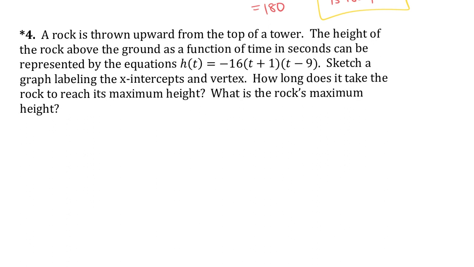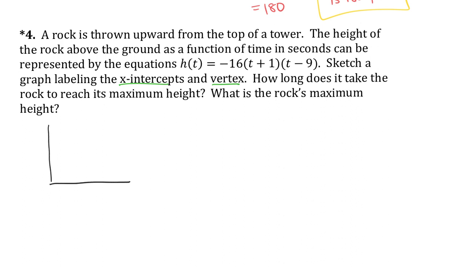Okay, a rock is thrown upward from the top of a tower. The height of the rock above the ground as a function of time in seconds can be represented by the equation h of t equals negative 16 times (t plus 1) times (t minus 9). Sketch a graph labeling the x-intercepts and the vertex. How long does it take for the rock to reach its maximum height? What is the rock's maximum height? Now let's start with the graph.